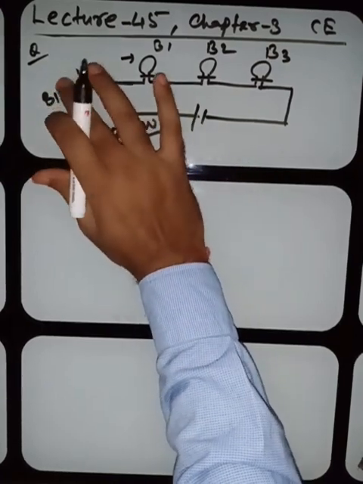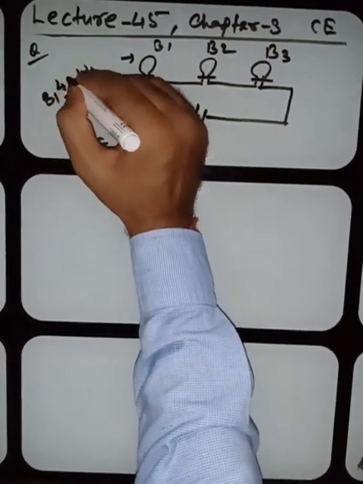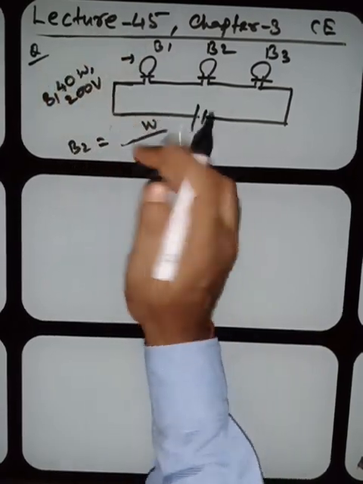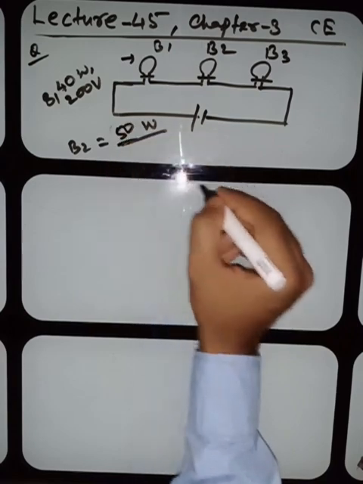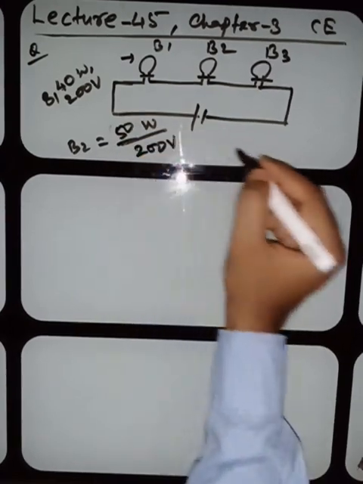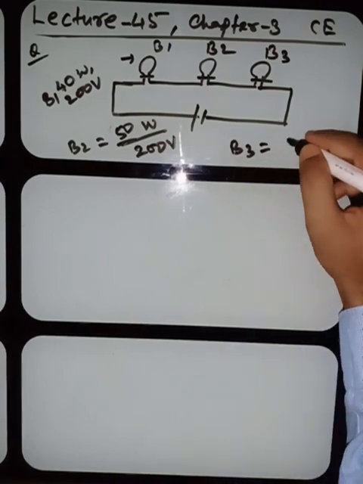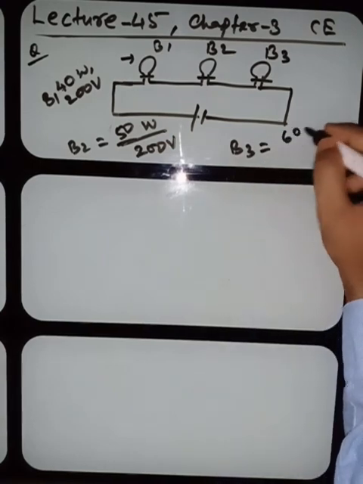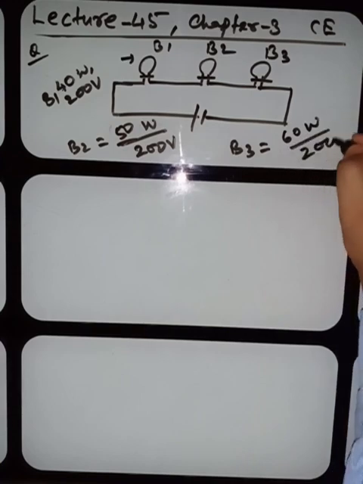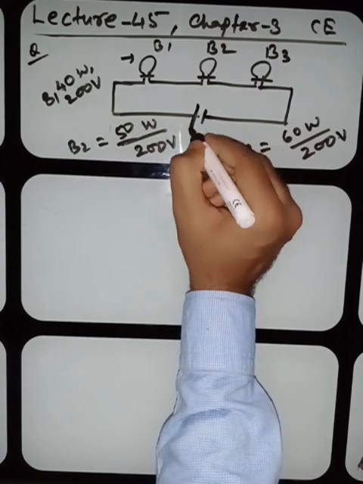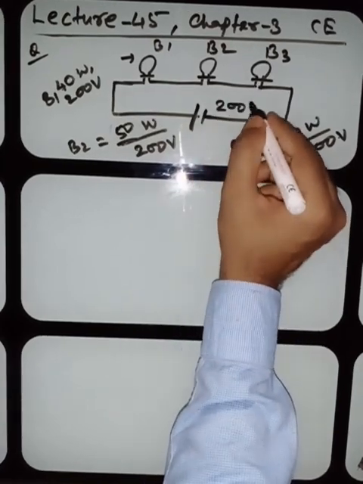B2 is 50 watt at 200 volt, and B3 is made with 60 watt and 200 volt. You have to apply 200 volt.